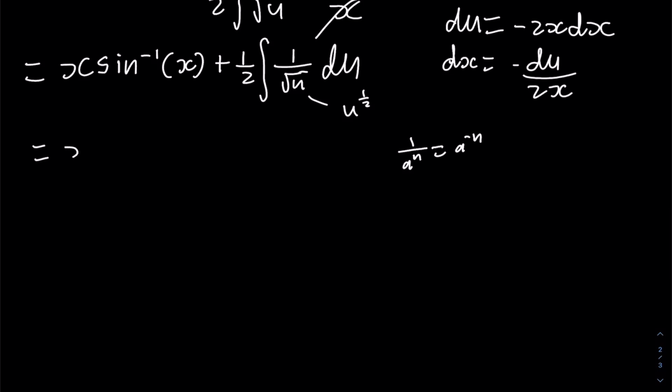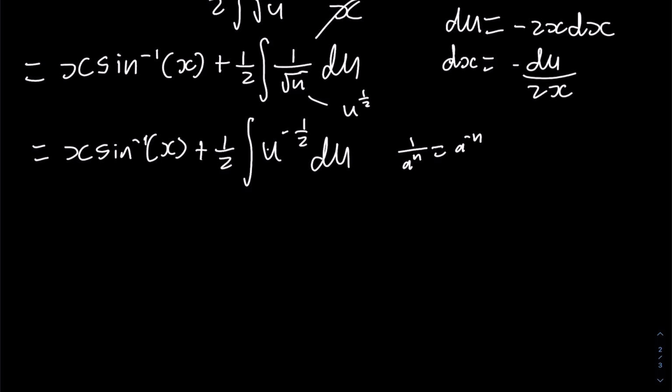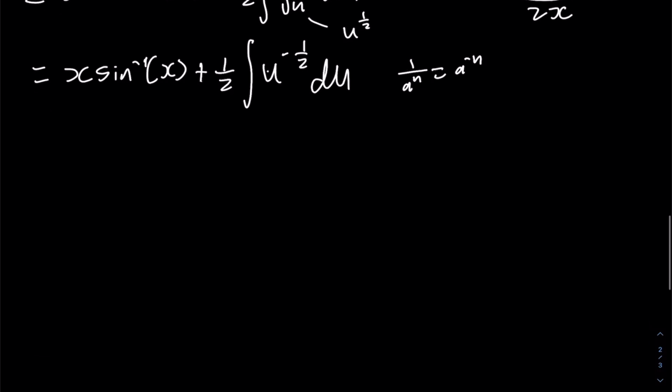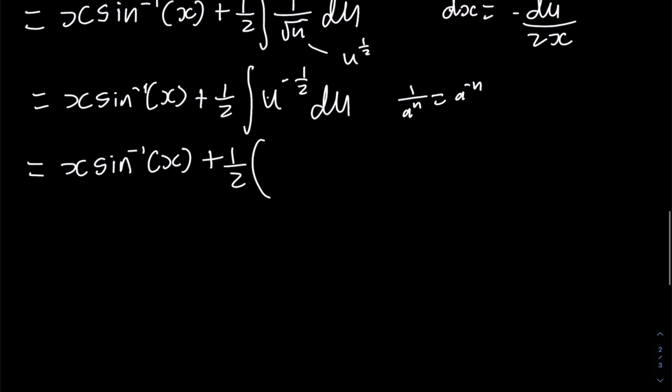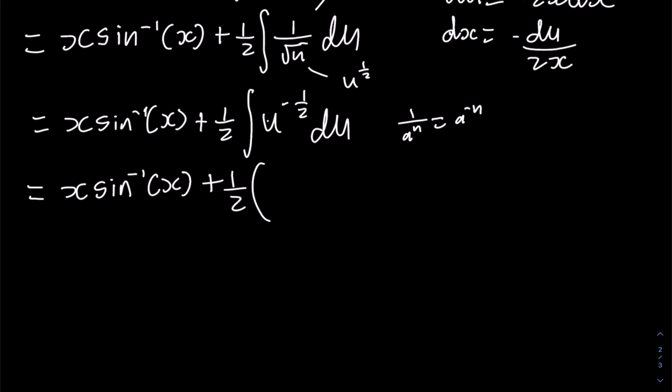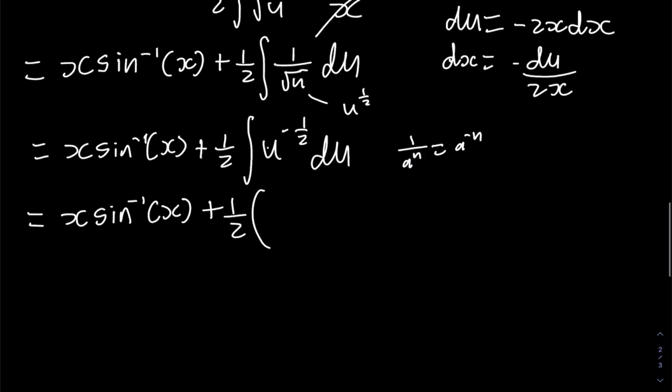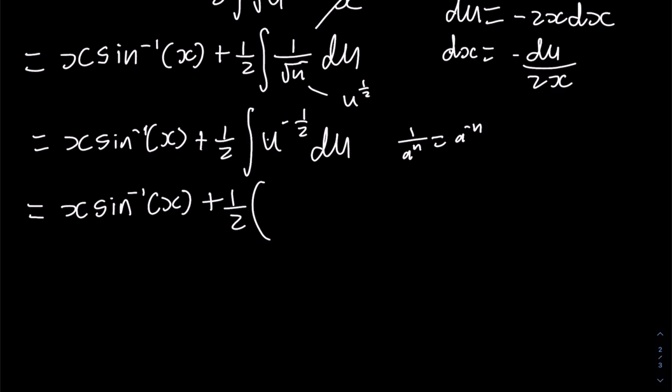So we're just integrating now. So we have x times the inverse sine of x, plus 1/2 the integral of u to the negative 1/2 du. Now, negative 1/2 is just a power, so we use the power rule, our favorite thing to do with integrals. So we add 1 to the power and divide by the new power. We have u to the negative 1/2, then we add 1, which gives us positive 1/2, and you divide by 1/2, which is the same thing as multiplying by 2. So we have 2, then u to the new power, 1/2, of course.